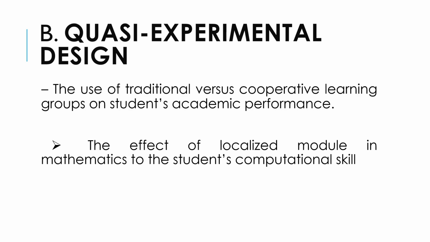Quasi-experimental design. Example: the use of traditional versus cooperative learning groups on students' academic performance. We want to know which is more effective: the traditional setting of teaching where the teacher discusses, or cooperative learning. We will compare their academic performance, their grades, to see which is higher: those who used traditional learning or cooperative learning.